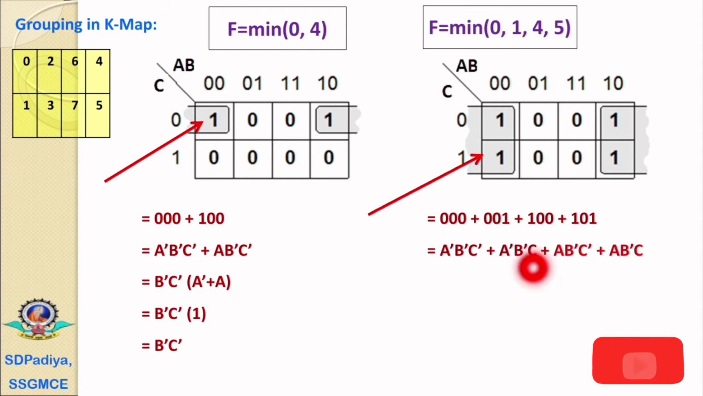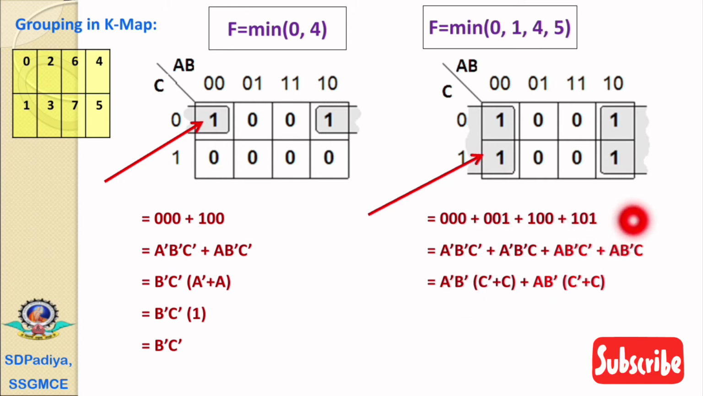Now, if we consider the first two together and the last two together, then out of the first two, the a dash and b dash are the same. Therefore, we can take them outside the bracket. Inside the bracket, there is c dash plus c. And out of the last two expressions, the a and b dash are the same. Therefore, we take them outside the bracket. Again, inside the bracket, there is c dash plus c. A variable plus its complement is always 1. Therefore, c dash plus c will be 1.